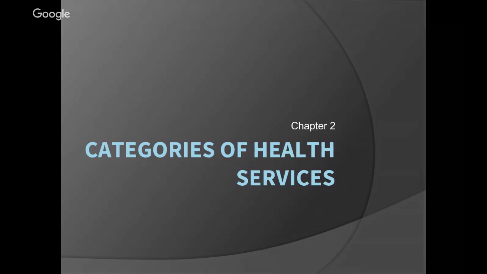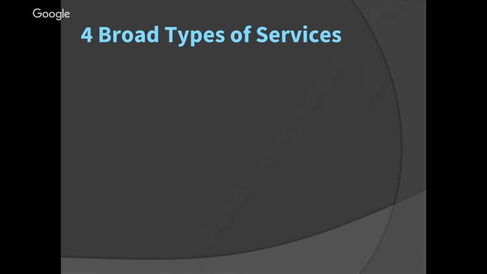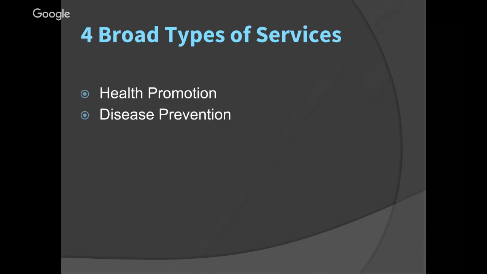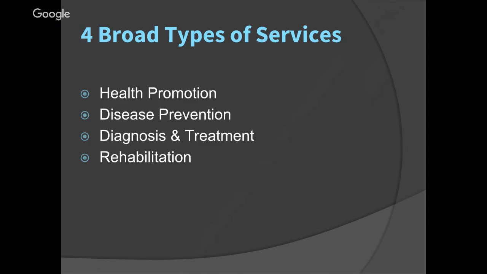So we'll get started. There are actually 4 broad types of services in health. The first is health promotion. The next is disease prevention. Third is diagnosis and treatment. And the fourth is rehabilitation. And we'll talk through these shortly.